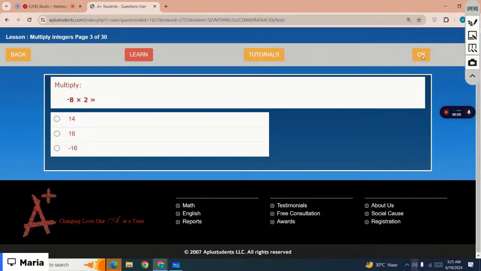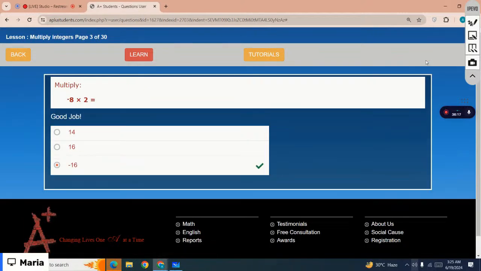-8 times 2, which is the correct option? -8 times 2 is -16. Option number 3 is the correct option, right? One of the numbers is negative, so the answer must have a negative sign.